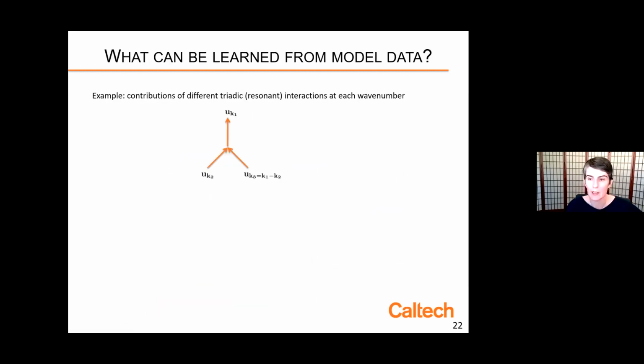Quickly, what else can we learn now from the model data, just as we learned about the scaling of the weights in the channel flow? Here we can look at the nonlinear interactions. That quadratic term is constrained. If we want to see a response at K1, we need to consider K2 and K3, where K3 is K1 minus K2. So there's a pretty tight constraint here in terms of that nonlinear or resonant interaction.